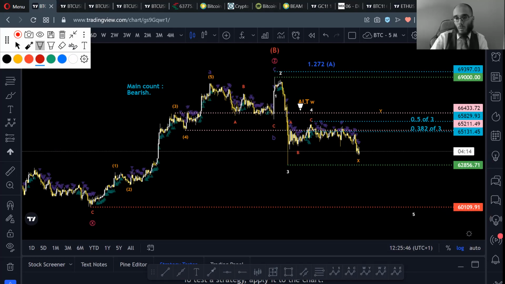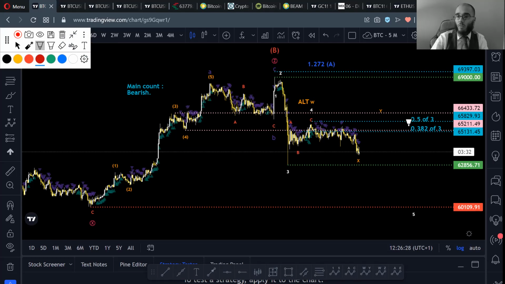And I've also added an alternate count where I call the first ABC wave X. Then I would call this a second ABC for wave W, the first one, the second one wave X, and then we could have a wave Y up to retest once more the 0.5, the 50% retracement of wave 3. But that's an alternate count and it's less probable. Always when I talk about alternate counts, they are less probable. So you should not trade the alternate count. You should just know that it is a possibility.